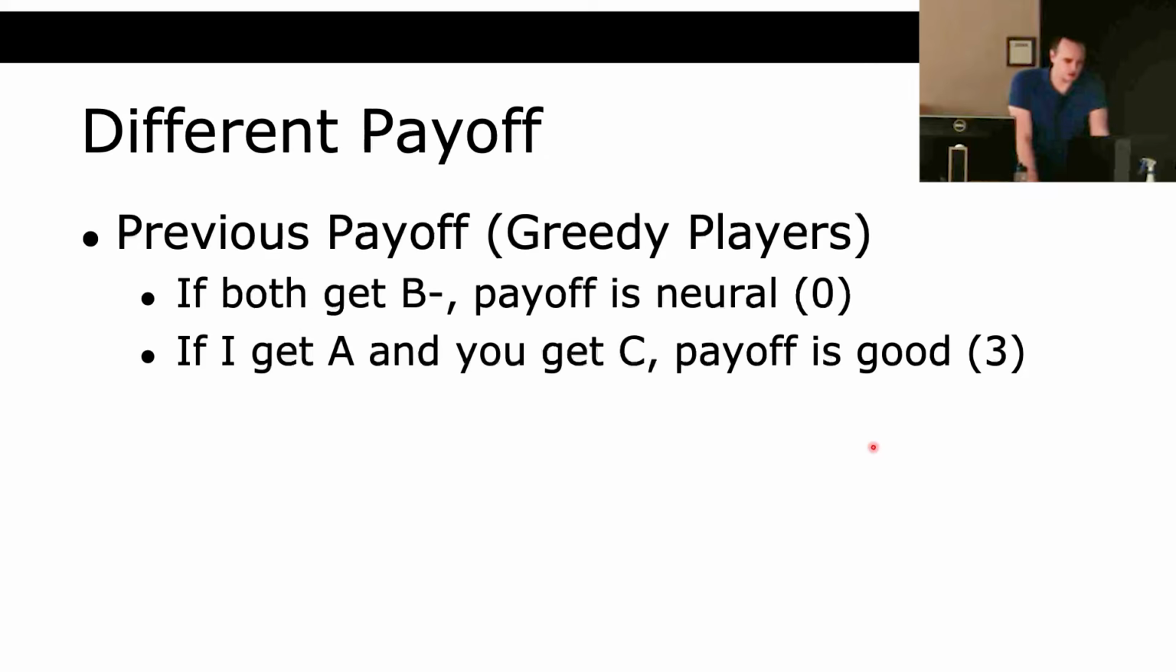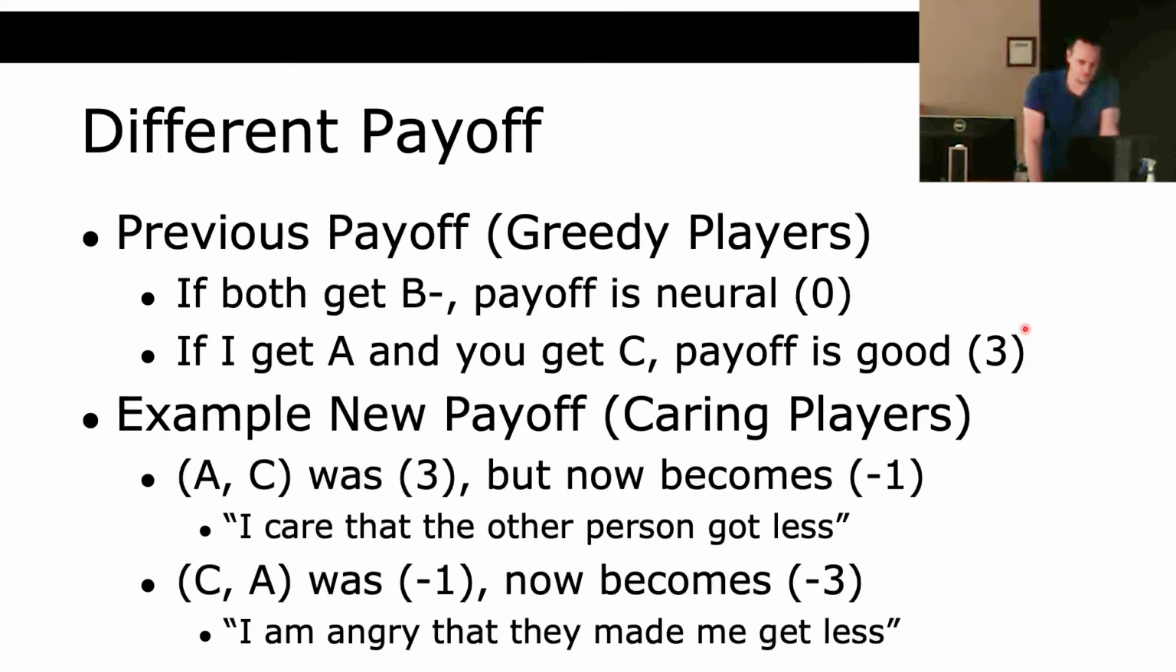Okay, so in the previous one, we had B minus is kind of neutral. If I get an A and you get a C, payoff for me is good. I don't care about you, so that's a big win. But maybe now, let's say the other person is my brother or my mother or something like that, and we care about their outcome as well. So AC was 3, right? Because I only cared about my A. But maybe that's now -1, because I don't want any bad outcome for the other player.